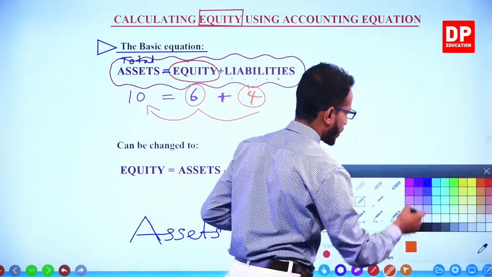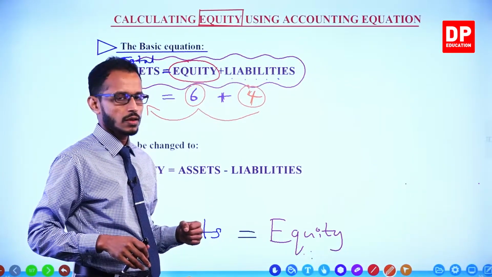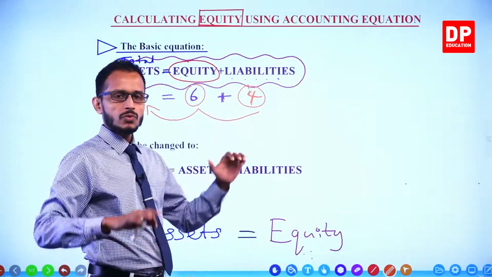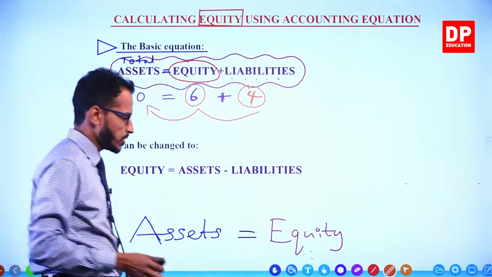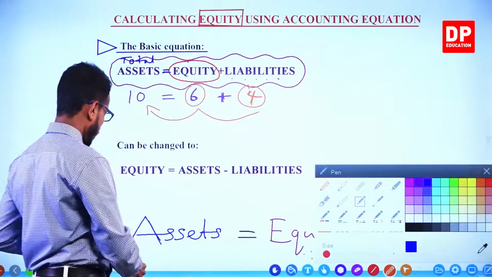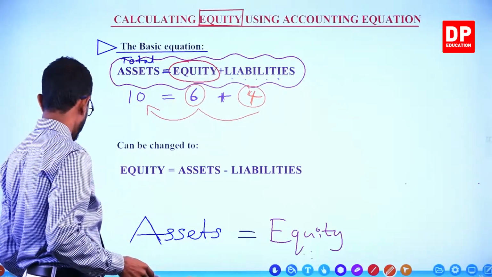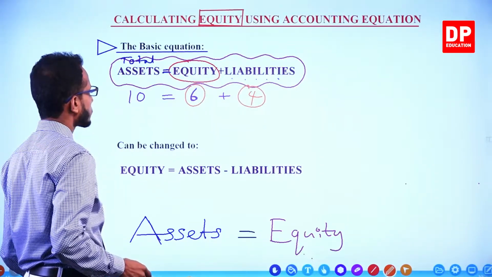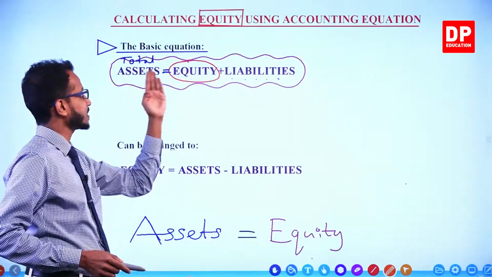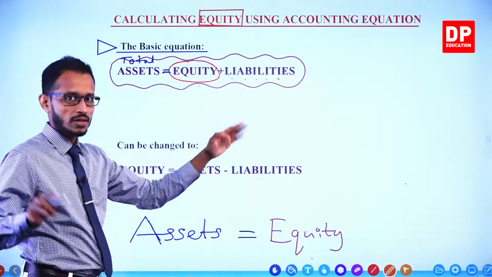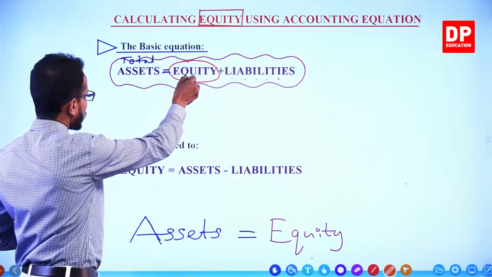But there is a way that we can use to calculate equity using the equation. We change the equation in this manner. What we do is we take the equity onto this side. So if I clear the screen. All right. Now that we have a clear screen, we have assets equals equity plus liabilities. That is the common version of the accounting equation. What we do is we take equity onto this side.